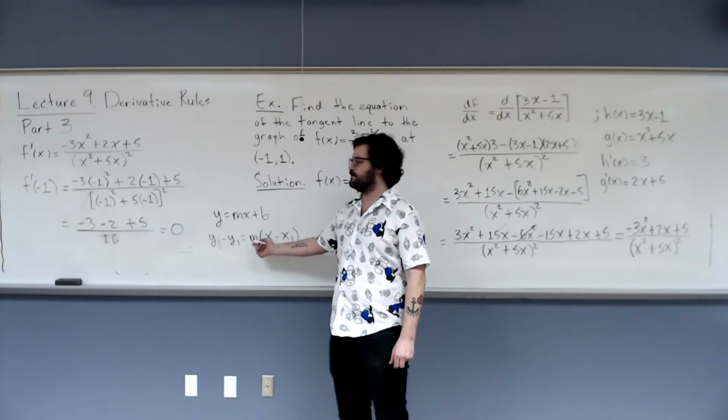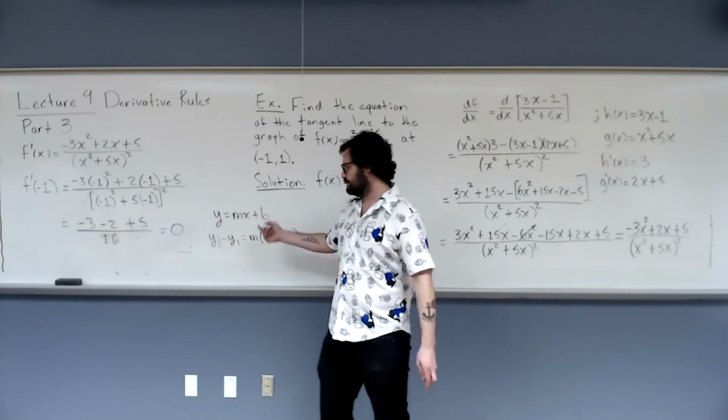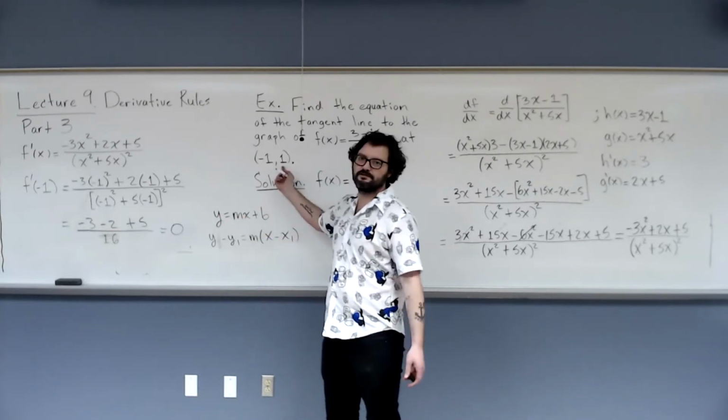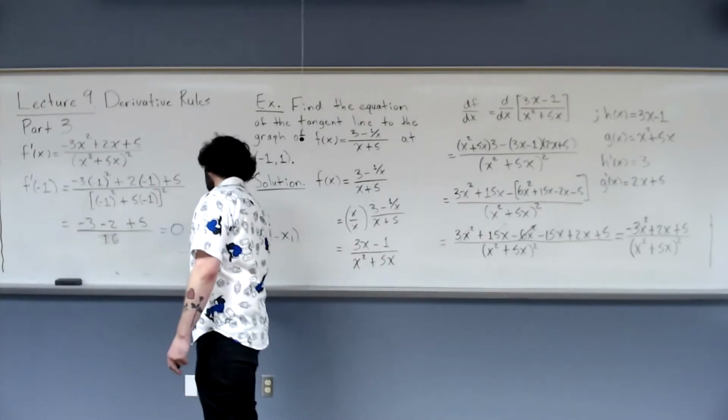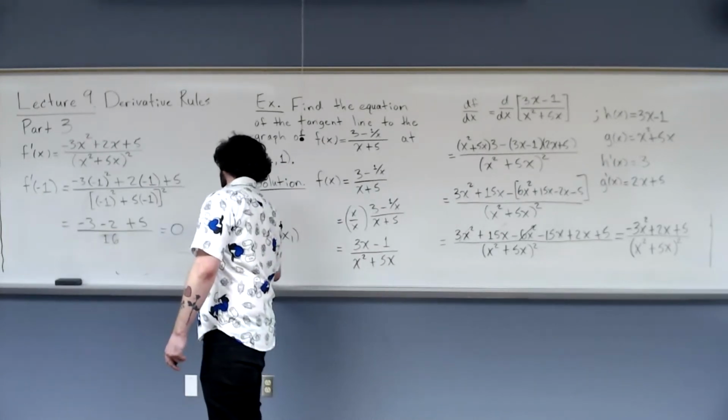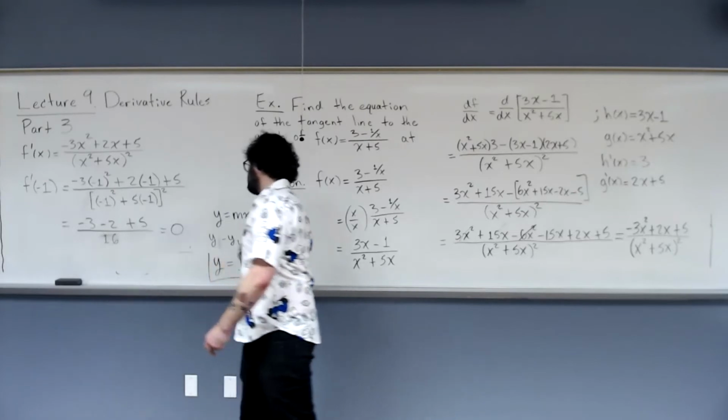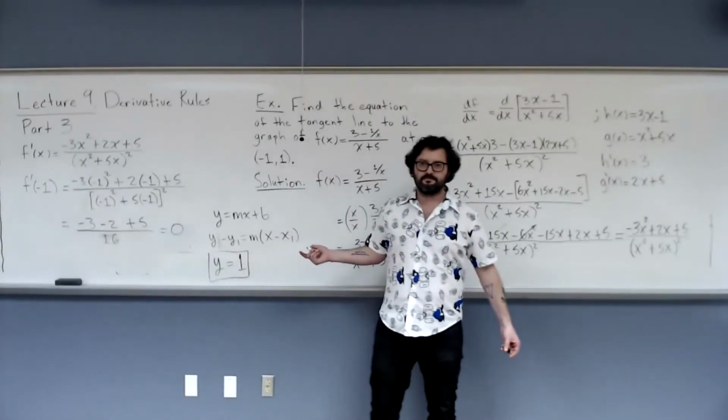That m is 0. That's the thing we just found at that point, it's 0. So we're just left with y minus 1, so that means that y is equal to 1. That's the equation of a line. That is a line, right? It looks like this.